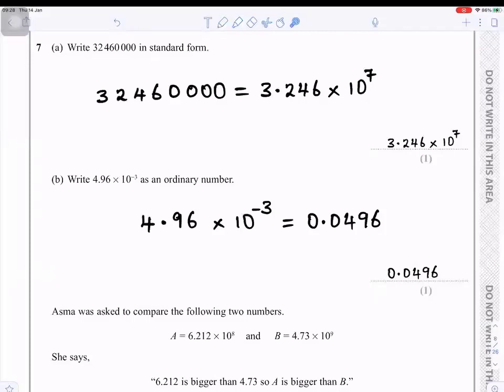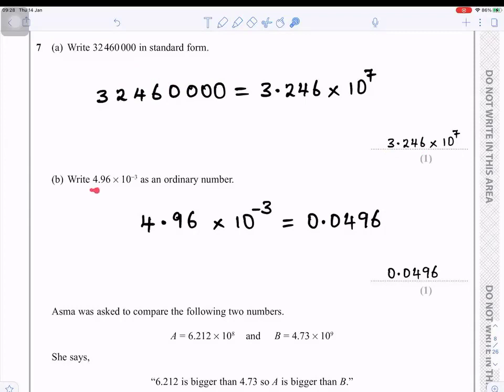Question number 7. Write 32,460,000 in standard form. To write it in standard form, you will move the decimal place. You start from the end of the 0. You move it 1, 2, 3, 4, 5, 6, 7. Put the decimal point in front of the first number. That will be 3.246 times 10 to the power of 7. Let me show you how I count it again. You start from the end. 1, 2, 3, 4, 5, 6, 7. So it's 3.246 times 10 to the power 7.